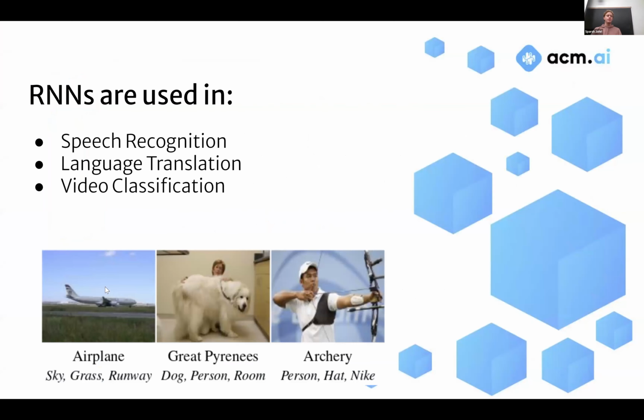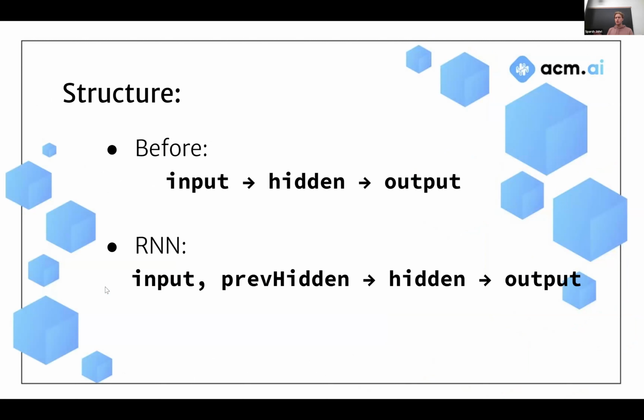RNNs are a type of neural network that can handle this kind of data. They're used in speech recognition, language translation, video classification, and so on. Sparsh is going to talk a little more about how RNNs actually work.